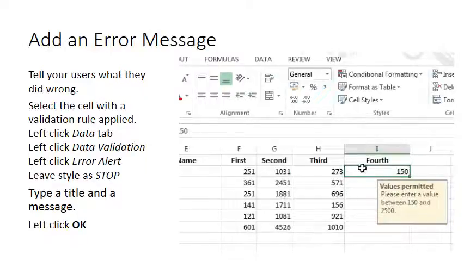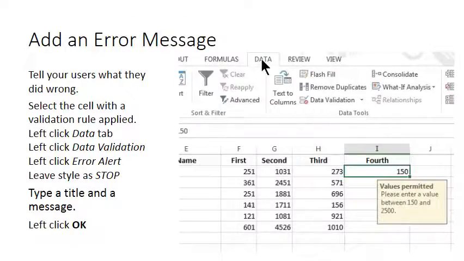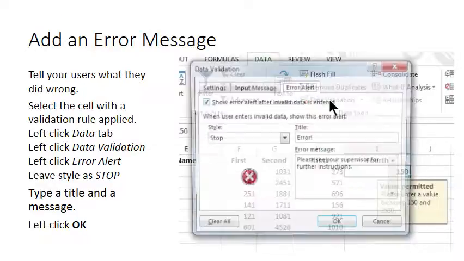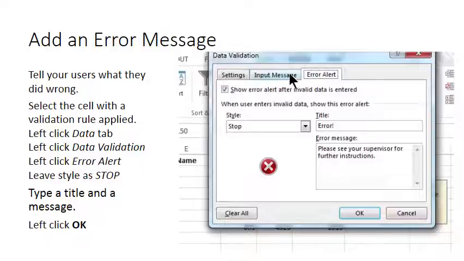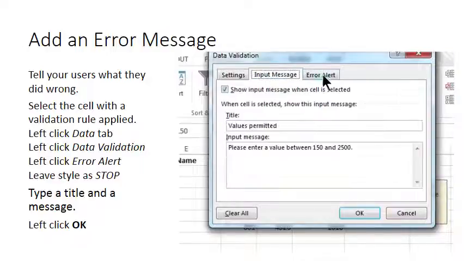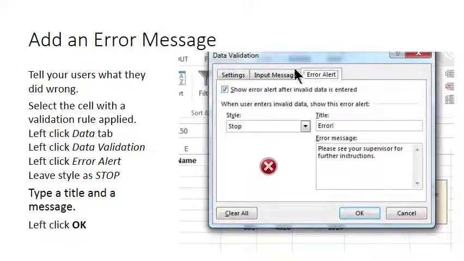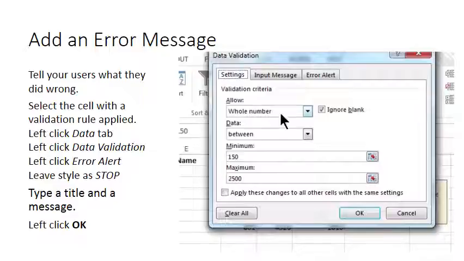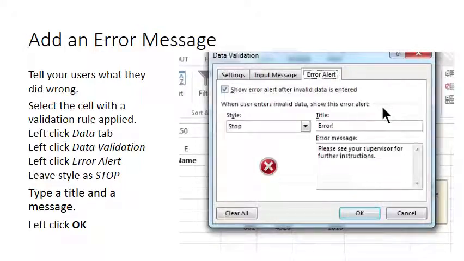I've selected the cell with the validation rule that I wish to edit or change. Then I'm going to left click the data tab on the ribbon, and I'm going to left click the data validation rule. I'm also going to select, if it hadn't already been open, the error alert tab. So this will show an error alert when the invalid data is entered. So anything that doesn't match this rule will set off the error alert.